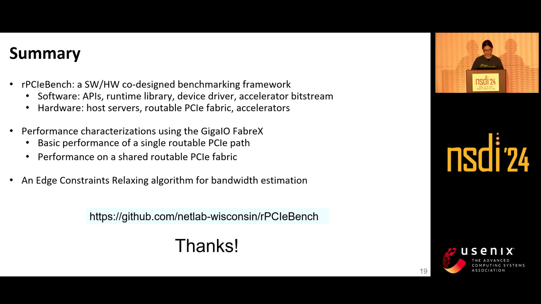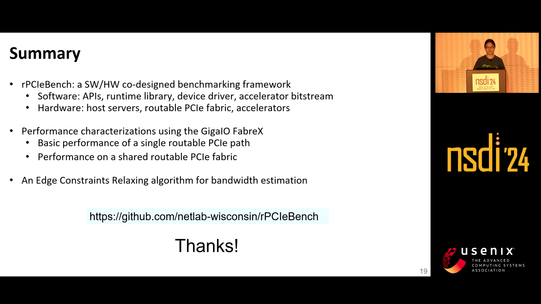To sum up, Routable PCIe has become important as the underlying interconnect for composable infrastructures. So it's important for us to know its limitations and capacities. To do this, we present our rPCIeBench, which is a software-hardware co-design benchmarking framework. The software of rPCIeBench includes APIs, runtime library, device driver, and accelerator bitstream. The hardware includes the host servers, Routable PCIe fabric, and the accelerators.